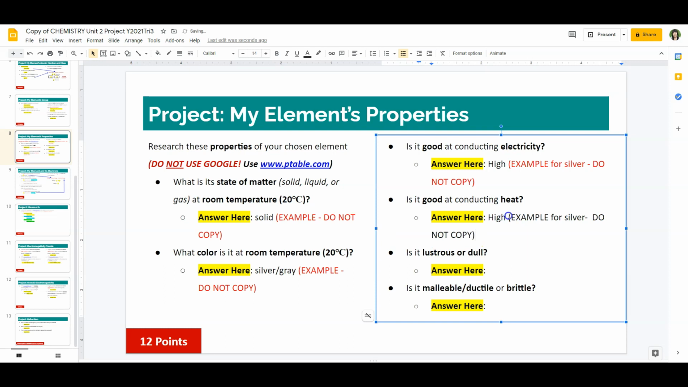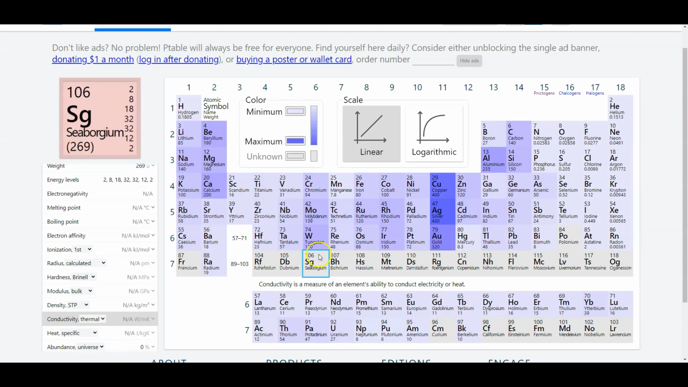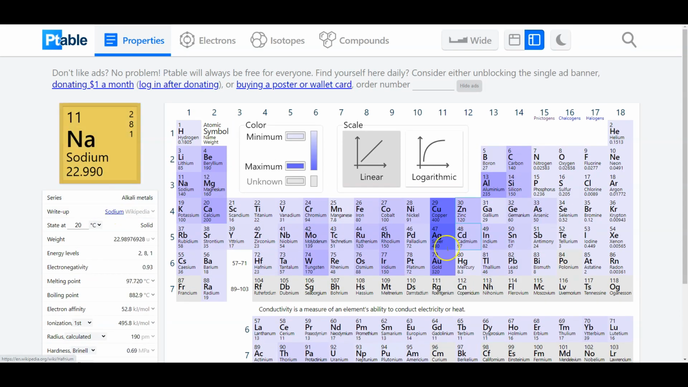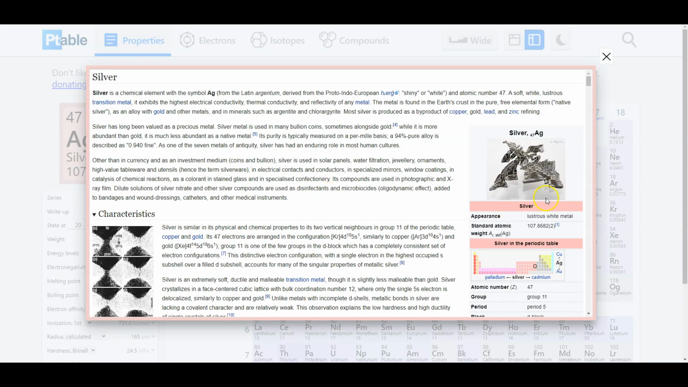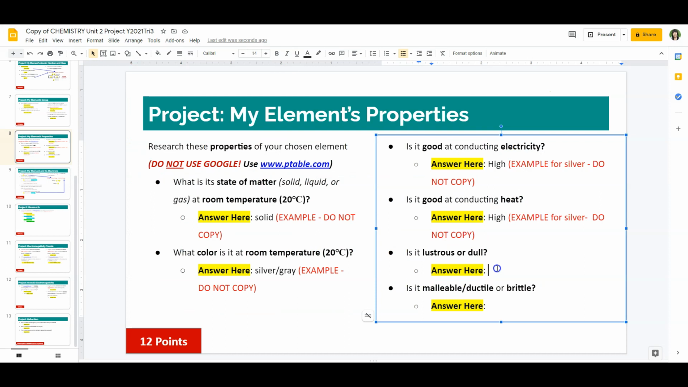Okay, is it lustrous or dull? Again, this comes from the picture of it. So one more time, you're going to take a look at its picture. Come back up, click on silver, come back up to its write-up and look at its picture, and you should be able to see if it is shiny, which means lustrous, or dull, which means not shiny. So in this case, my example would be lustrous. Example for silver: for silver, it is shiny. Do not copy.